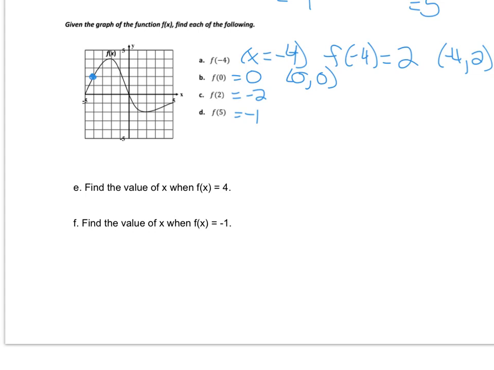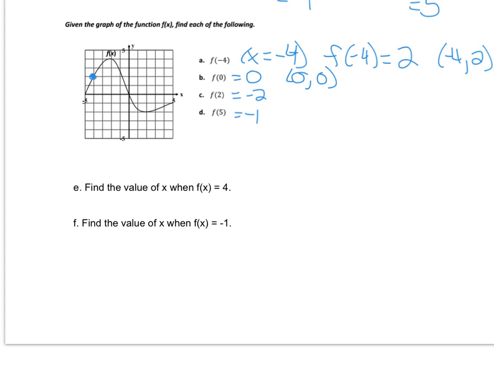I got f of 2 is negative 2 because the point (2, negative 2) is on the graph, and I got f of 5 is negative 1 because the point (5, negative 1) is on the graph. Okay? Now, these next two are what reverse.